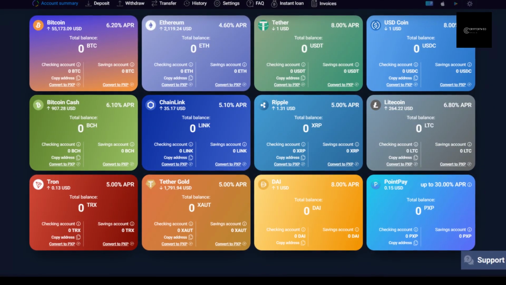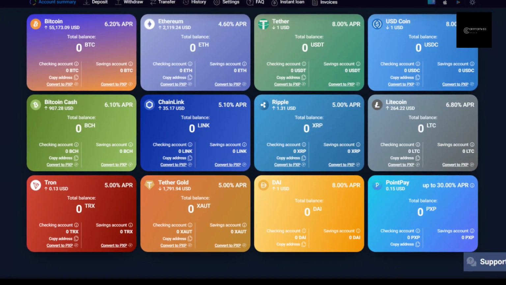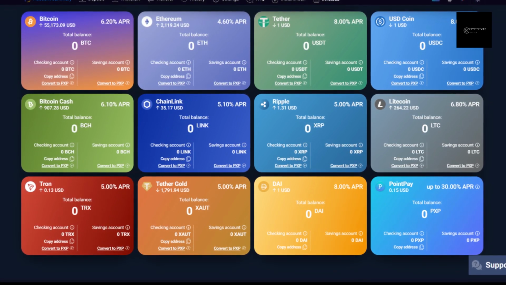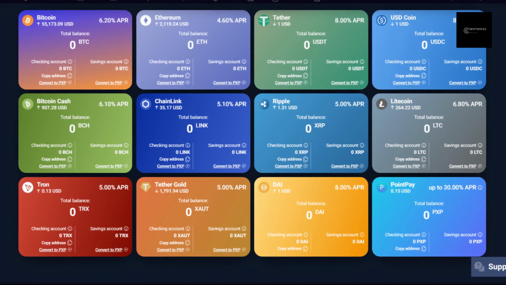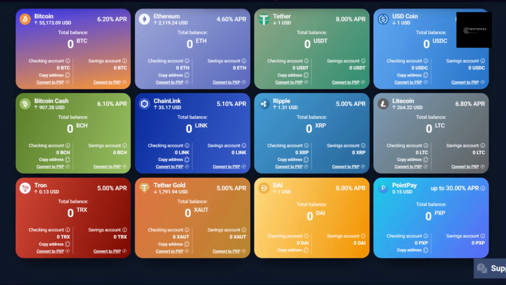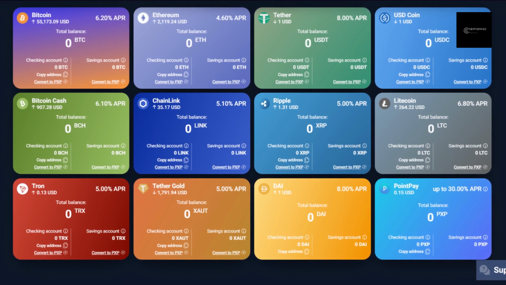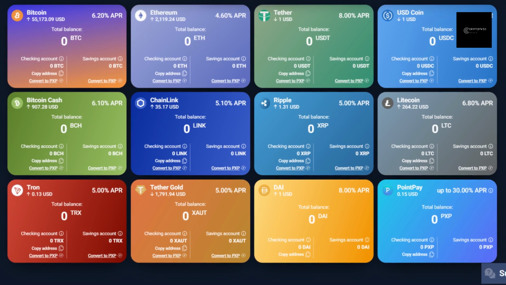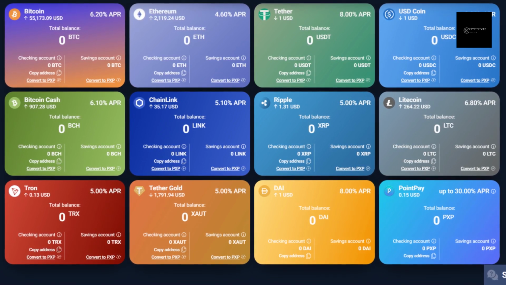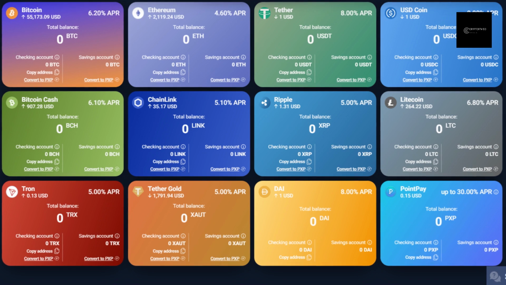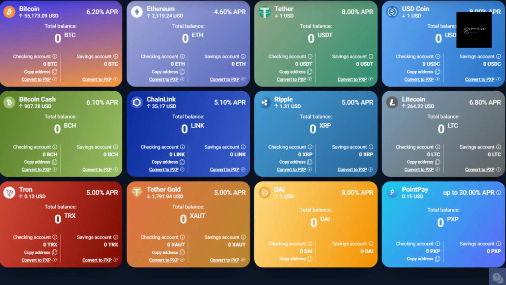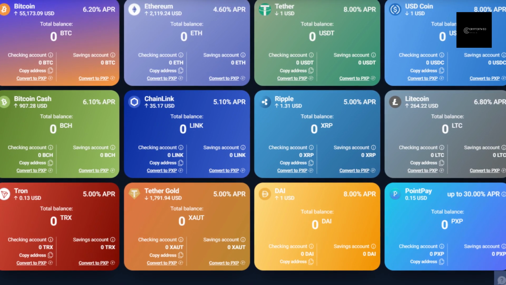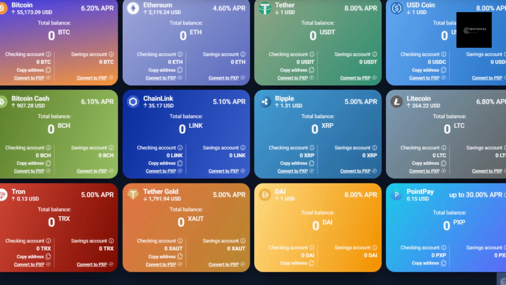In the savings account, the PointPay users can earn interest over cryptocurrencies like Bitcoin, Ethereum, Tether, USD Coin, Chainlink, Bitcoin Cash, Ripple, Litecoin, Tron, Tether Gold, DAI, and PointPay token. For example, the interest rate for Bitcoin is currently at 6.2% APR, at stablecoins is 8%, and the biggest APR is for the native token, PXP, with an APR of 30%. Keep in mind that the interest rates can change at any time. Also, everybody should do their research before investing in any cryptocurrency asset.